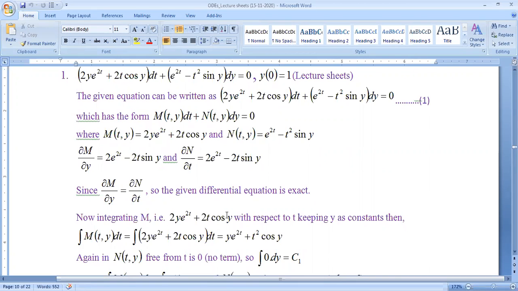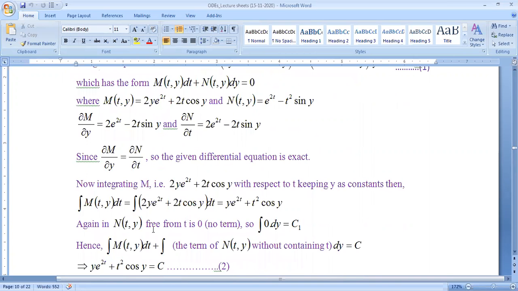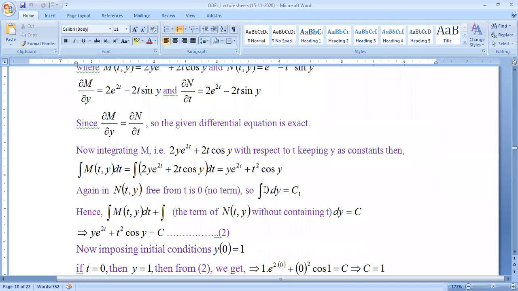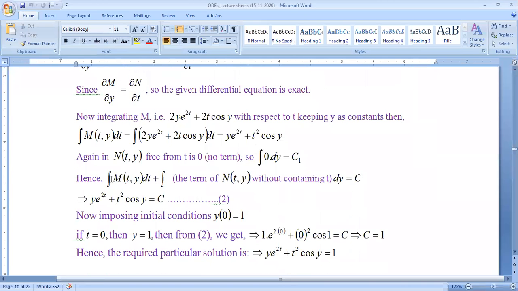Now integrating M with respect to t, keeping y as constant, looks like our first example of this lecture. Integrating M with respect to t, we get this. Now in N, there is no term free from t, so this will be 0. So the required solution will be the integral of M dt plus the integral of the terms of N not containing t dy equals c. So this is the required solution. Just integrating this, we get it.